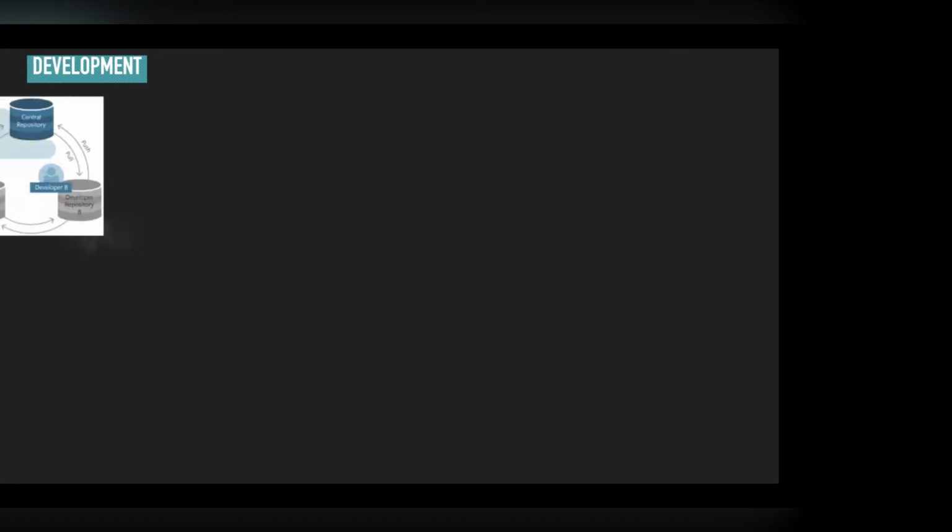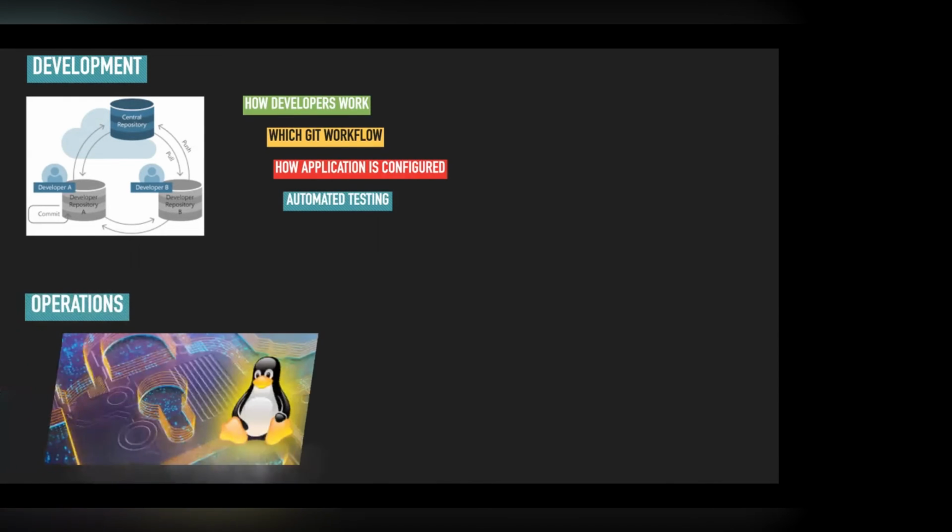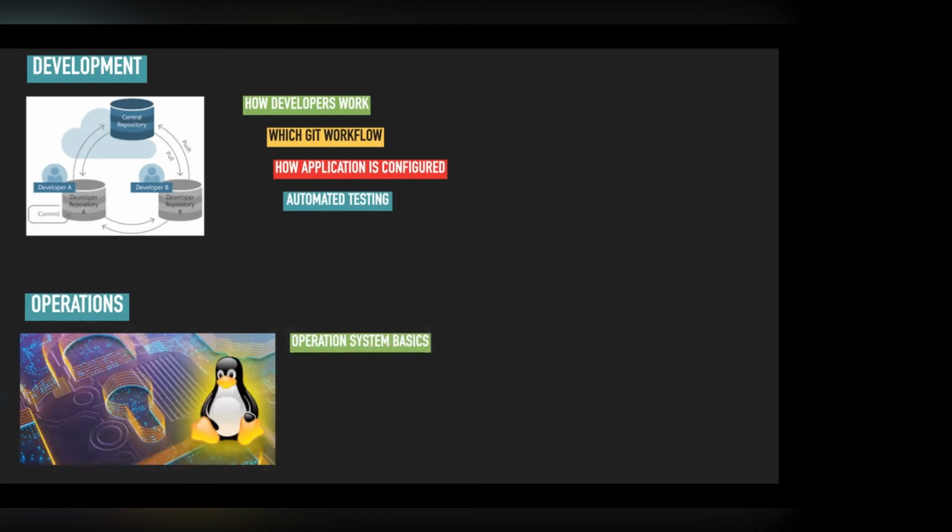So to be a DevOps engineer, as I mentioned before, you need to know at least the basic concepts of development, like working with repositories and software engineering stuff. You have to understand how developers work, which Git workflow we need to know, how an application is configured, and about automated testing. And then you have the other side, which is operations. You need to know at least operating system basics like Linux, shell, or other. You have to be comfortable using the CLI, like shell commands, and for sure server management.